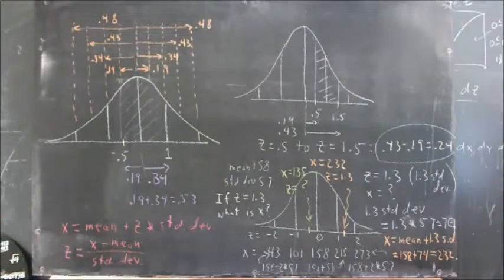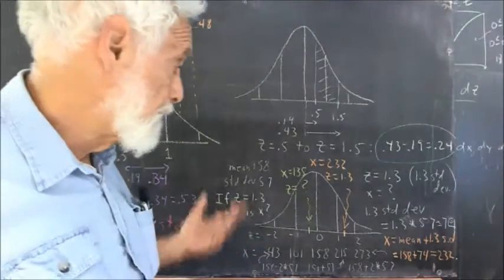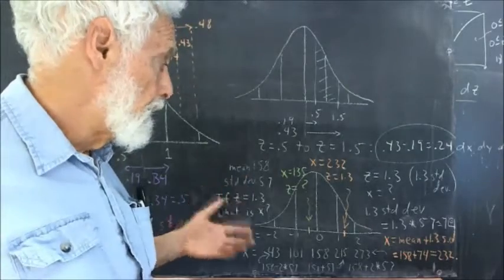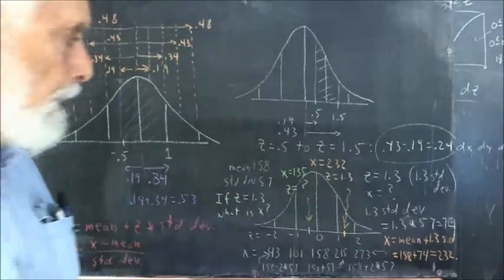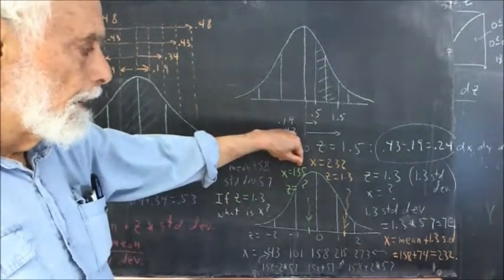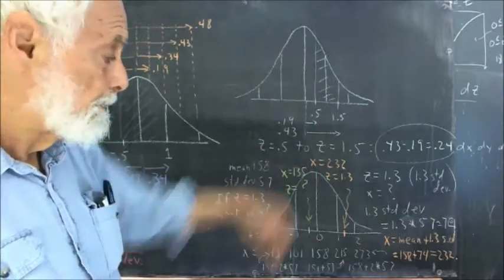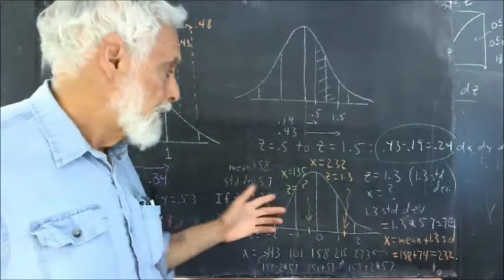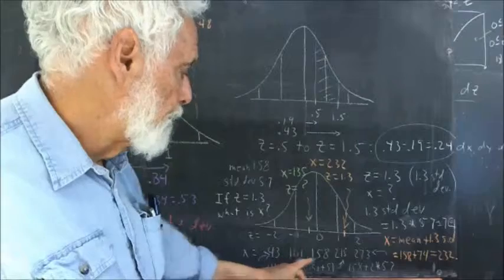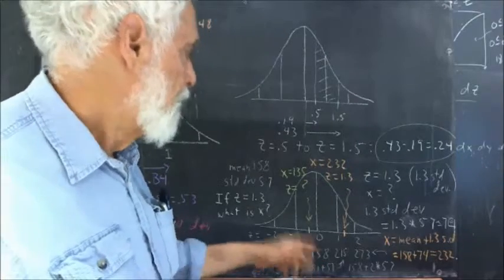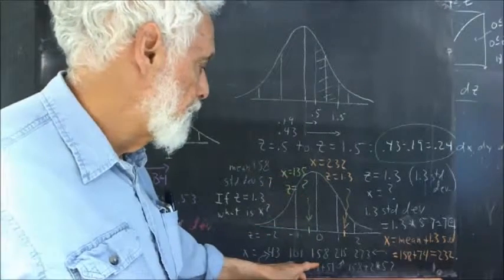Okay, now let's take another problem. This isn't really part of the document, but let's anticipate something. If x is 135, then what's the value of z? Well, 135 is between 101 and 158, and it's only 23 units from 158.